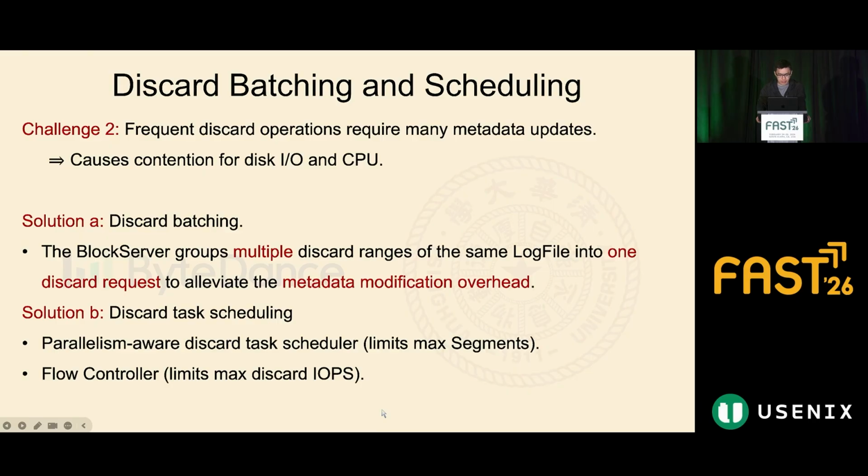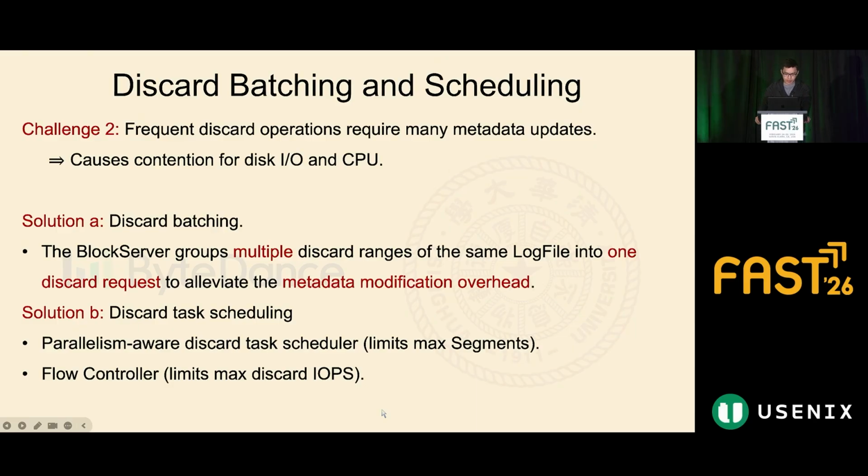The second challenge is frequent discard operations require many metadata updates in UFS layer, which causes contention for disk I/O and CPU. We use discard batching, which means the block server groups multiple discard ranges of the same log file into one discard request. This will reduce the metadata updates in UFS from multiple to just once. Block server also implements a parallelism-aware discard task scheduler to limit the number of concurrent discard requests.